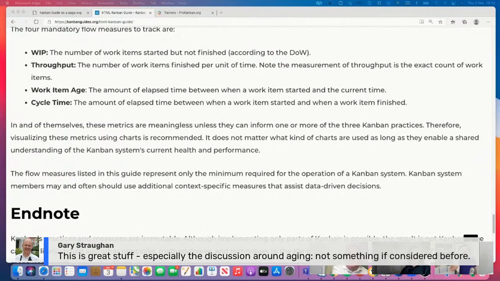Gary has another message. This is great stuff, especially the discussion about aging, not something I've considered before. Really crucial. What I say to a lot of the teams I work with, Gary, is that there are two things to get right. Work the board right to left, so try to pull things from the right, and look at that work item aging chart and zap the stuff that's in the red, the stuff that's taking too long for that column. It should have been out of there long ago for that state in the process. They're two crucial things. If you get your aging into the green, a lot of things work themselves out afterwards.